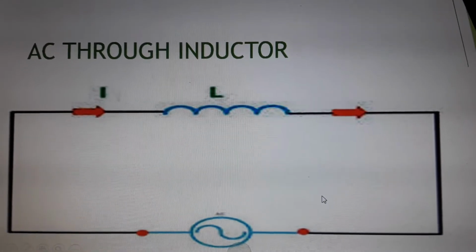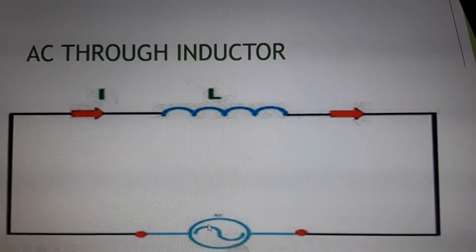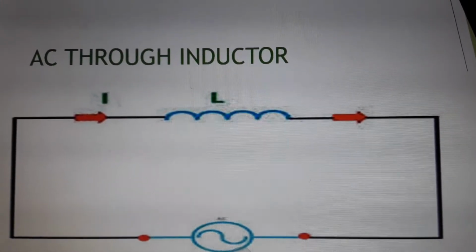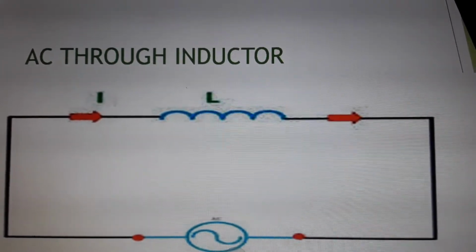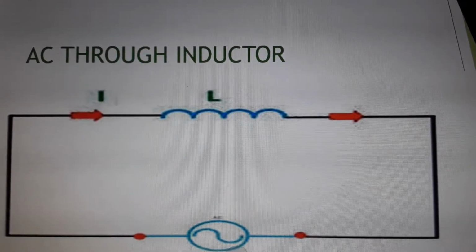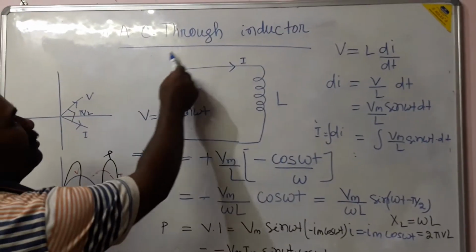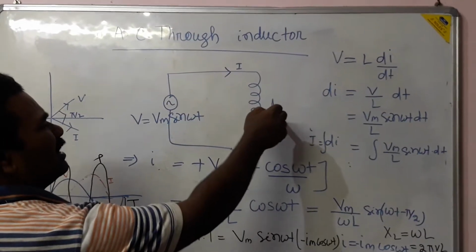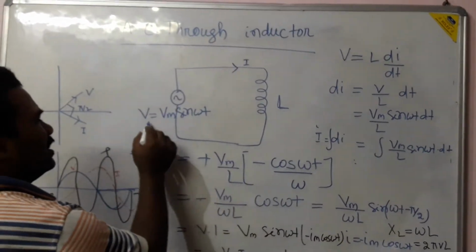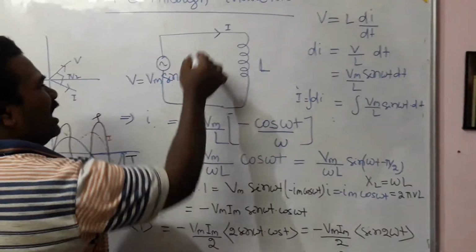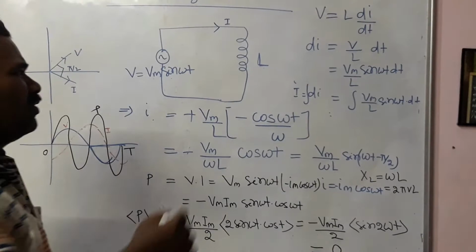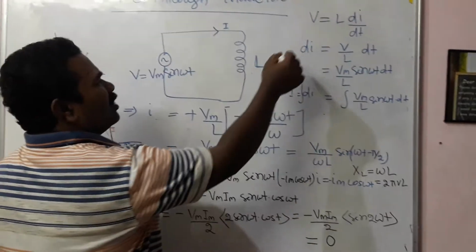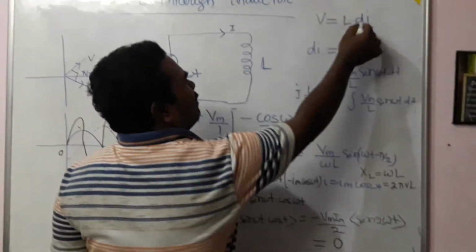But if we take an inductor, this is the inductor, and this is AC, we are passing current I through it. So let us discuss mathematically what happens to the relation between current and voltage in the case of a pure inductor. This is the symbol of an inductor. Suppose this inductor has inductance L, and it is joined to an AC voltage V equal to Vm sin omega t, and current I is passing through it. According to Kirchhoff's law, the voltage applied here appears across the inductor. So we can write V equal to L di by dt.